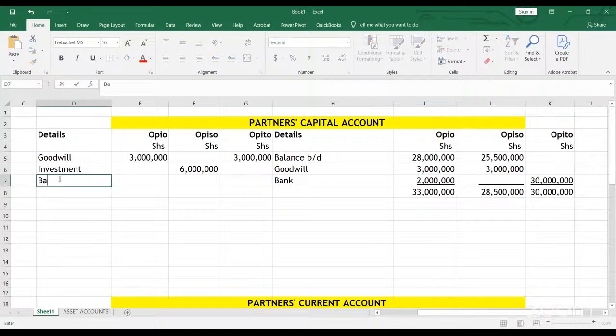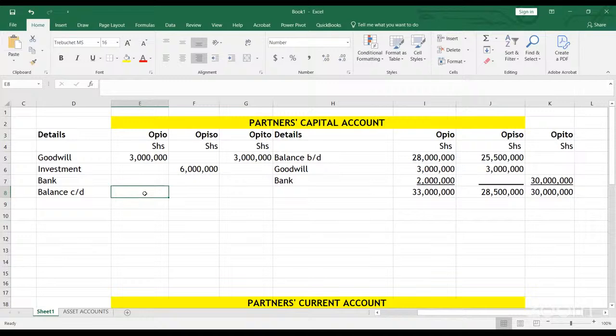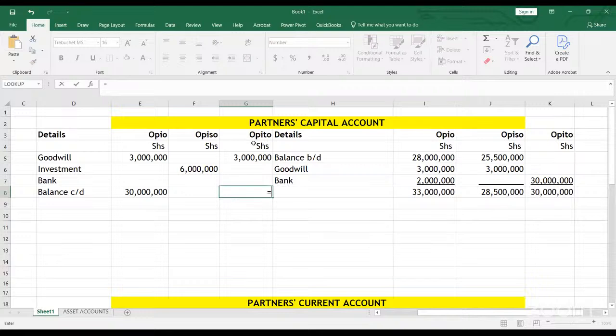So we have to give him some money, so I'll put bank. Then balance carried down for those other partners who are staying. To get the balance carried down for Opio, take 33 minus this 3M, which gives you 30M. Opiso, we don't expect to see any balance because he's leaving. Then for Opito, it will be the 30 minus the 3, giving us 27M.